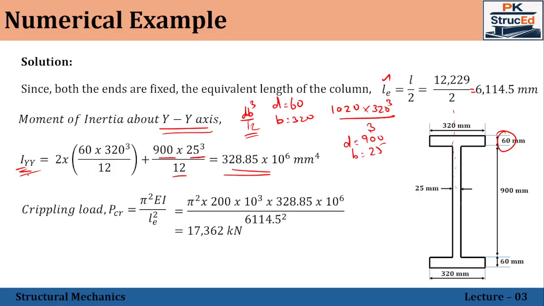Remember, we already calculated IXX, which comes in the form of 10 power 10. That is the maximum one. Since we are going to calculate the crippling load, the denominator should be minimum, so that once the load is exceeded, the column will fail. So we are calculating for the minimum value of the moment of inertia. So pi square, E is known, I has been calculated, and the effective length has been computed as 6114.5. Substituting everything, we have calculated the crippling load as 17,362 kilonewton.